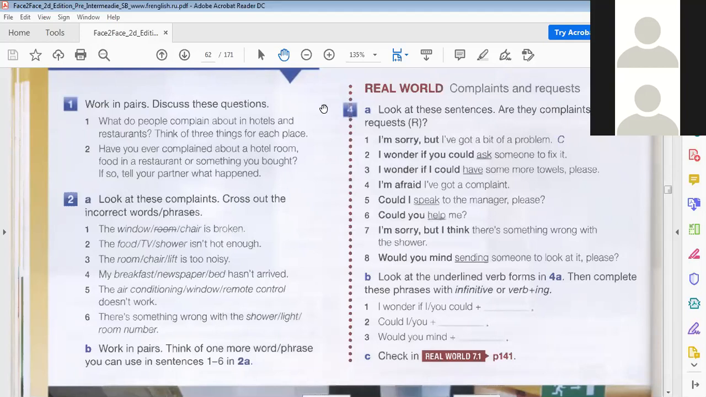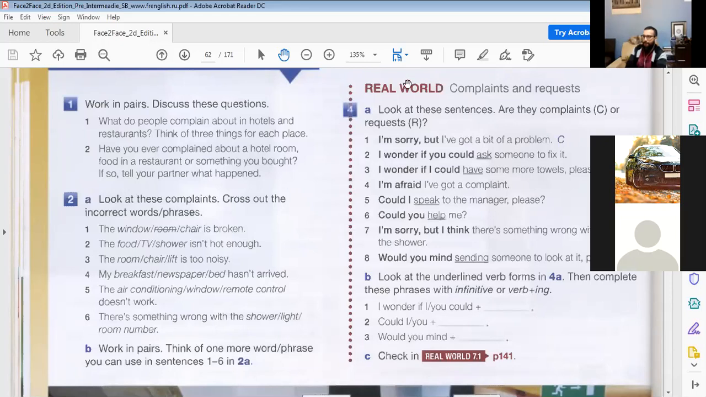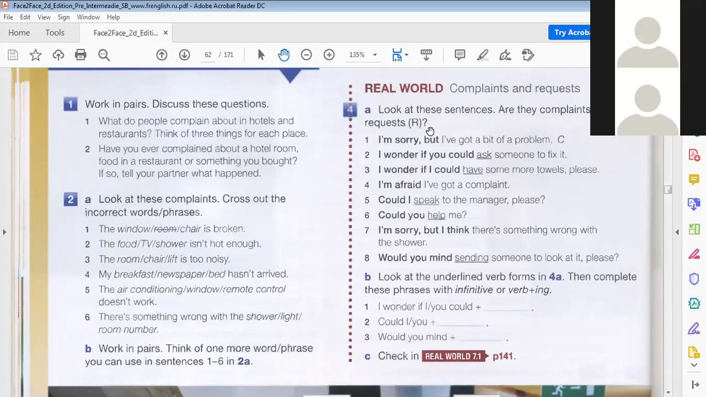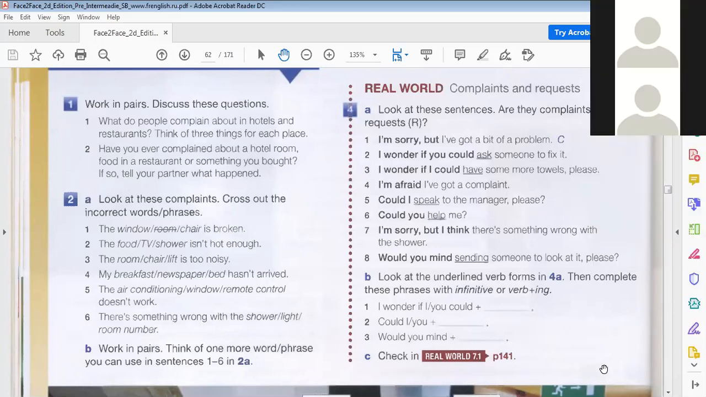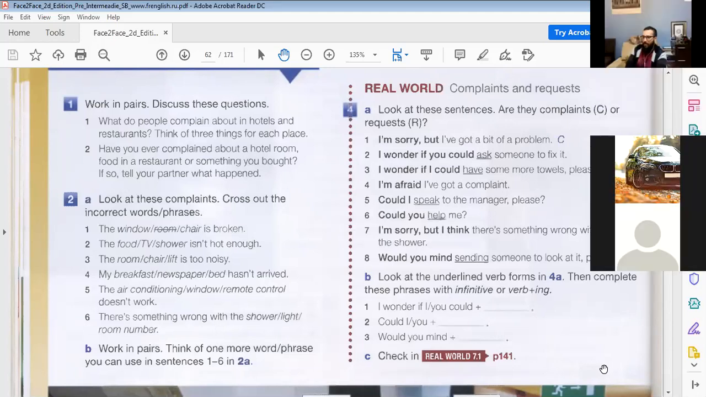Now, my question is, have you ever complained about a hotel room or about food in a restaurant, or maybe something you bought from a shop or a supermarket? Who has complained before in a hotel or in a restaurant or even in a supermarket, a shop, a mall, a department store? Who can share with us a story? Manan, can you hear us? Hello, Manan. Okay, Manan's not there.